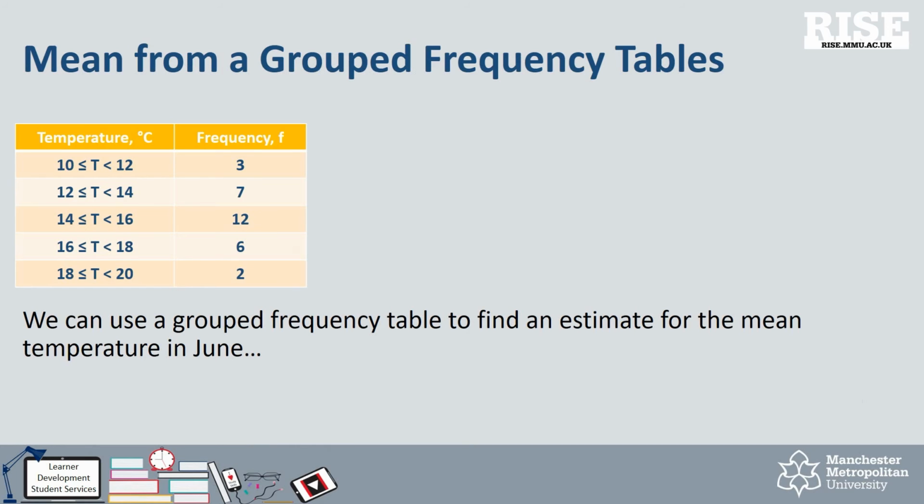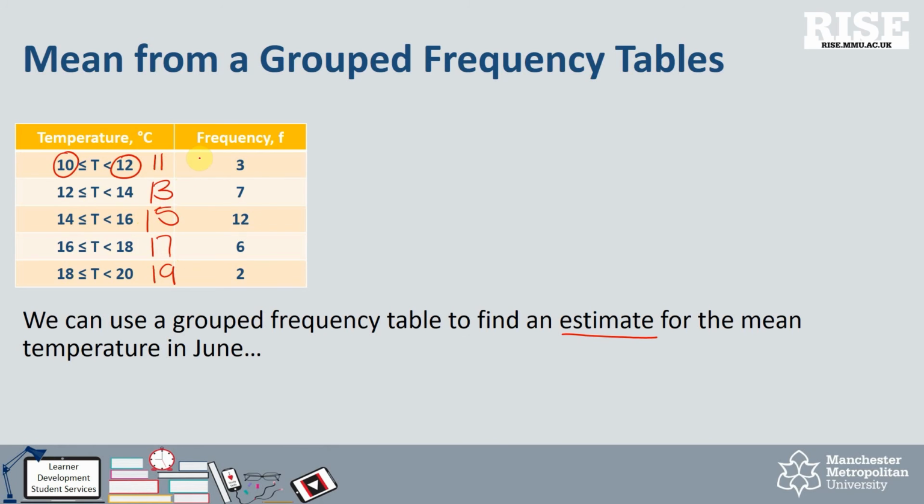We can use this grouped frequency table to find an estimate for the mean. It will always now only be an estimate because I do have to estimate what the temperature is in each of these categories. I do that by finding the midpoint, or the point that's in the middle of the groups. My first group is 10 to 12, so the midpoint there is 11. If you're struggling to find what the midpoint is, just add the two endpoints, 10 plus 12, that gives me 22, and halve it. The other midpoints then are as follows: 13, 15, 17, and 19.